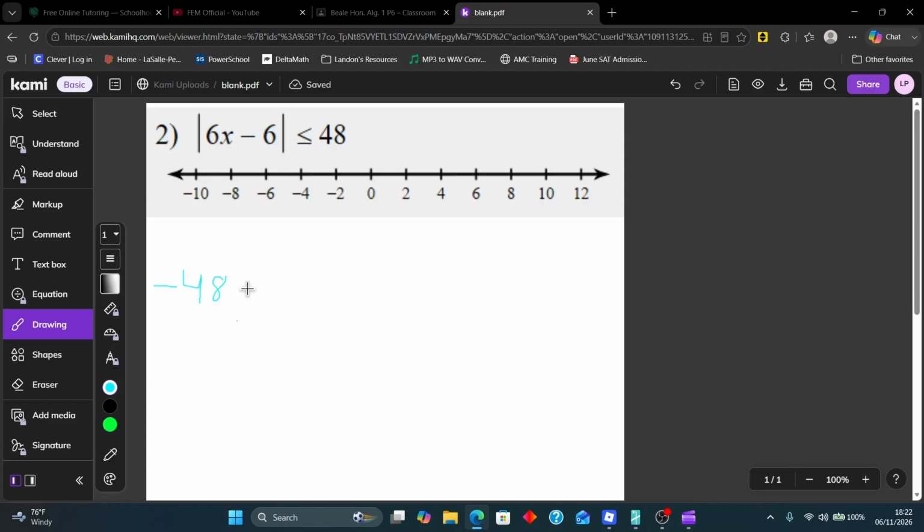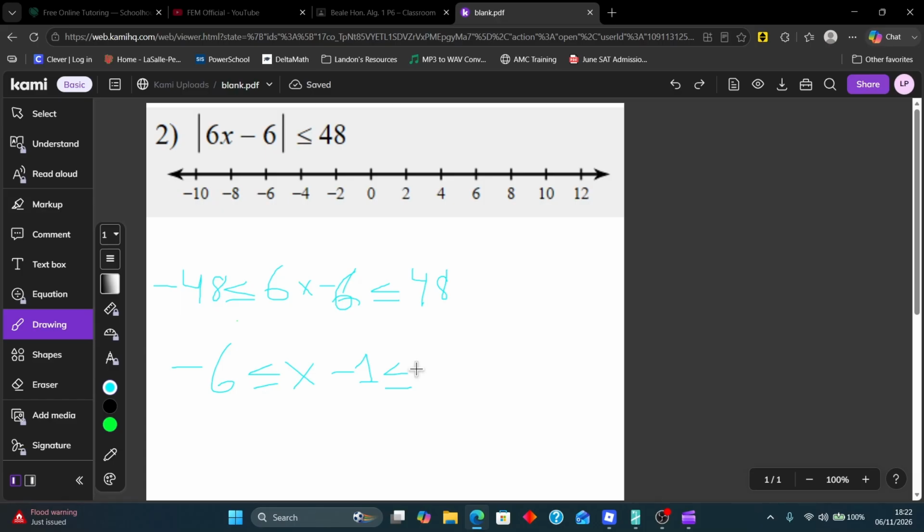And why I'm doing this is because now we're going to be able to have a better visualization, because in the last problem we had compound inequalities, and now we have a compound inequality. So now we're going to divide by 6 on each side, and this is going to equal negative 6 is less than or equal to x minus 1 is less than or equal to 48. No, not 48, I lied. 6.